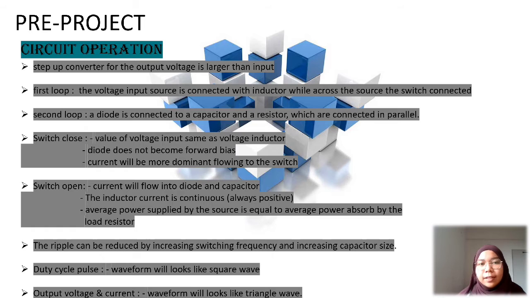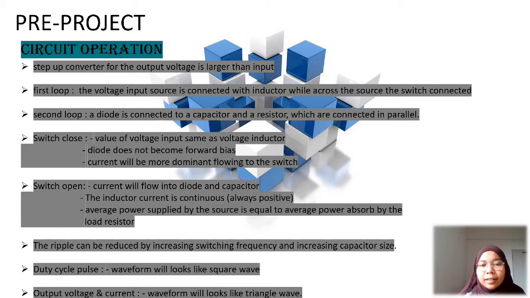For the pre-project circuit operation, first, it is a step-up converter, where the output voltage is larger than the input. For the first loop, the input voltage source is connected with the inductor, while across the source the switch is connected. For the second loop, a diode is connected to a capacitor and resistor which are connected in parallel. When the switch is closed, the input voltage is the same as the inductor voltage. The diode does not become forward biased, so current flows more dominantly through the switch. When the switch is open, current will flow into the diode and capacitor.